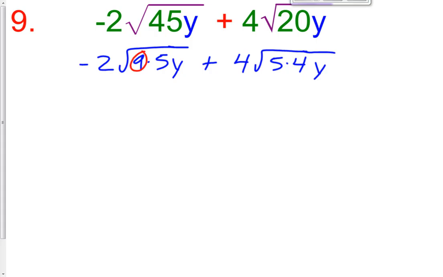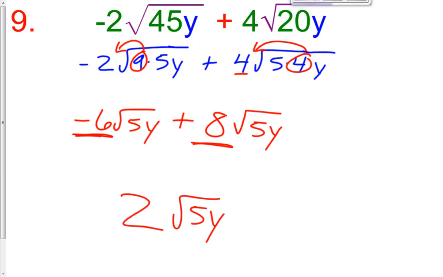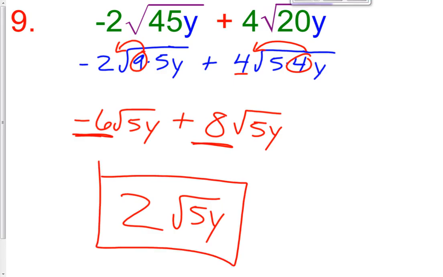You took out the 9 as a 3 and got a negative 6 square root 5y. Plus, you took out the square root of 4 as a 2 and multiplied by the coefficient of 4, so 4 times 2 is 8 square root 5y. Alright, and then you saw you had square root 5y and square root 5y, so you added your coefficients. A negative 6 plus an 8 is a positive 2 square root 5y. There's our answer for problem number 9.